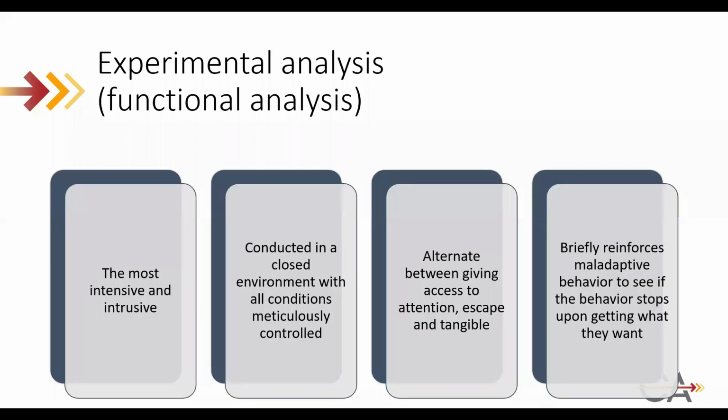And then the last one, which is the most intensive and most intrusive, is conducted in a closed environment, and all the conditions are meticulously controlled. You alternate between giving access to attention, escape, and tangible. The one downside of this is it briefly reinforces that maladaptive or interfering behavior to see if you can stop the behavior. So once the behavior starts, if I give attention, will attention stop the behavior? You're testing whether giving access to the function of our hypothesis stops that behavior. And you're testing all of them, not just your hypothesis: attention, escape, and tangible.